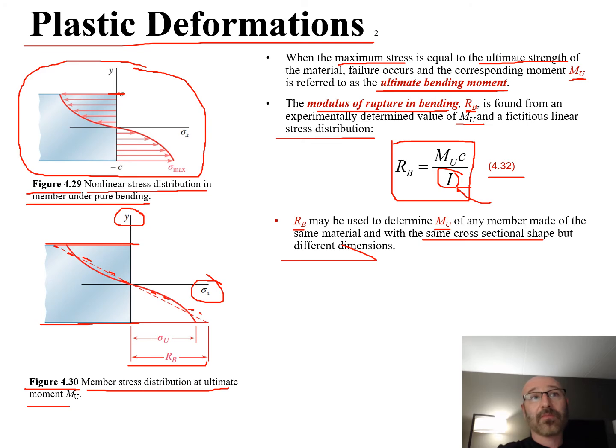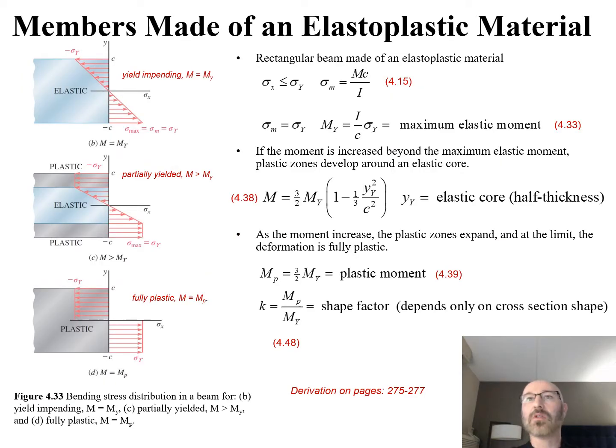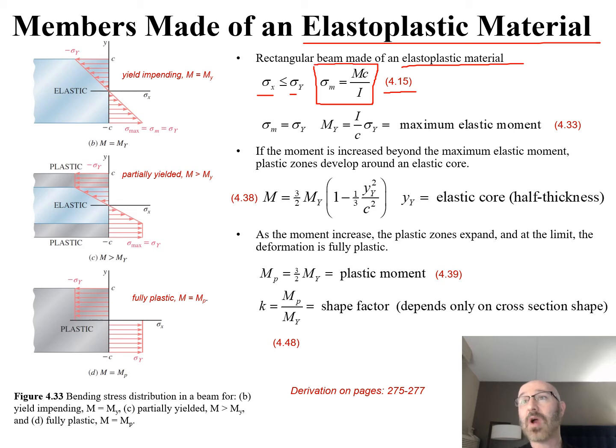So now we're going to take a look at members made of an elastoplastic material. The first thing we're going to look at is a rectangular beam made of elastoplastic material. This relates back to equation 4.15 in our textbook, for the case when sigma sub x is less than or equal to sigma sub y. We have our max stress, sigma sub m, equal to our moment M times the distance c, where c is the outer surface, divided by our moment of inertia I.